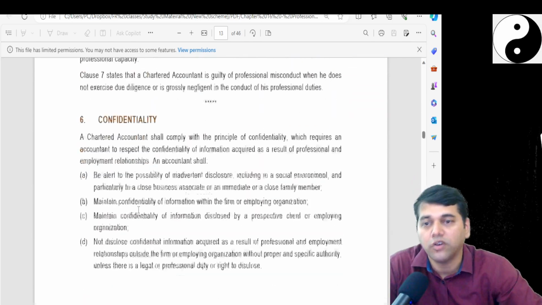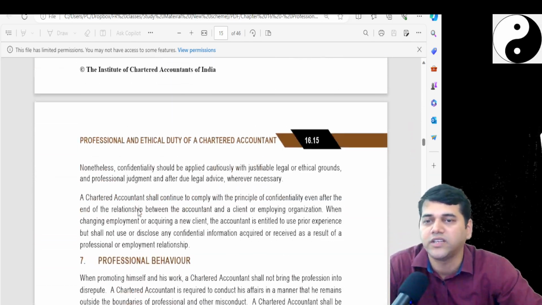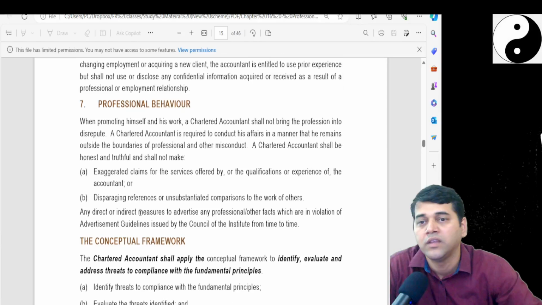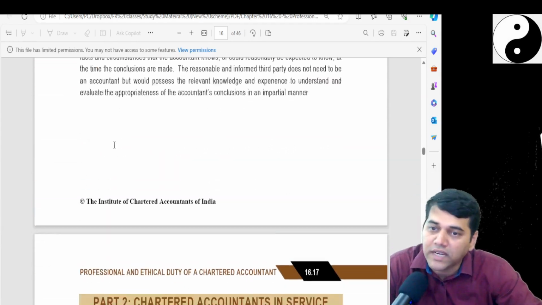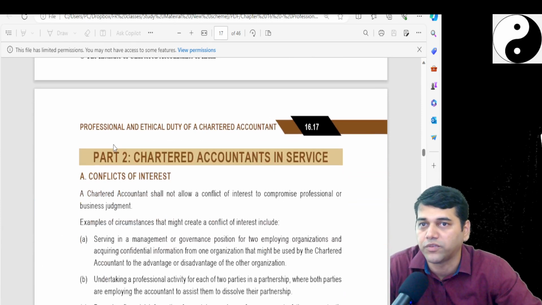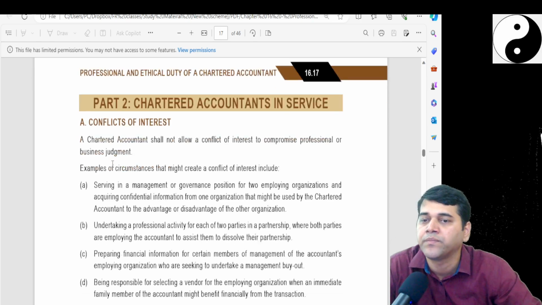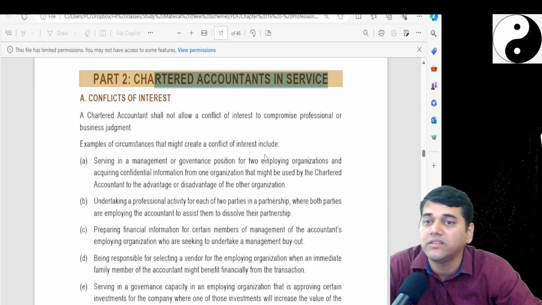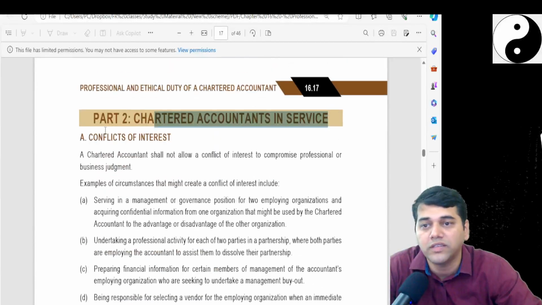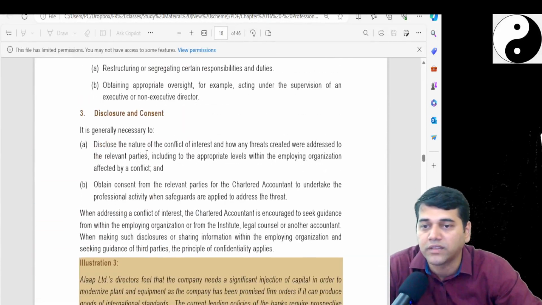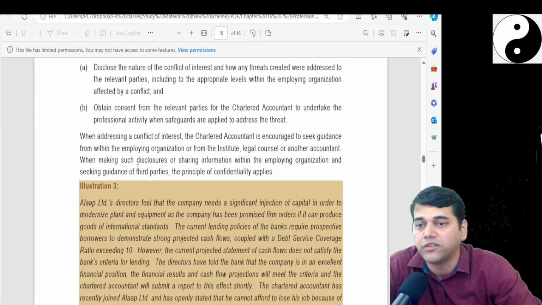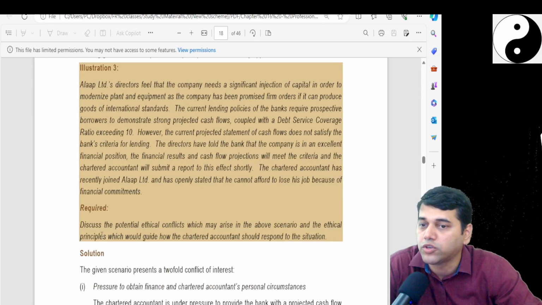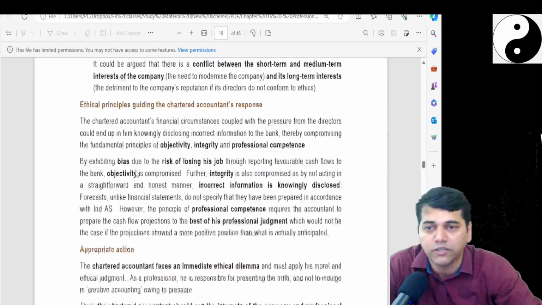Then comes confidentiality. There is no question on confidentiality. They just discussed what is confidentiality. Professional behavior. Okay, now what does professional behavior say? And on that, there is one question. Professional behavior gets reflected everywhere. Then part 2 is chartered accountants in service. Okay, you should check that there is no conflict of interest. Threats and all you should check, and disclosure of the consent. If you have got any conflict, you have to disclose it. So there is one question, discuss the potential impact.